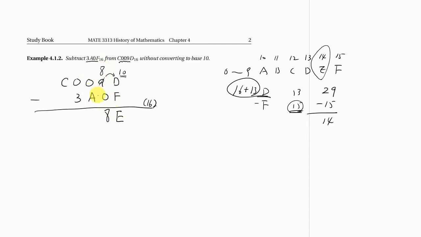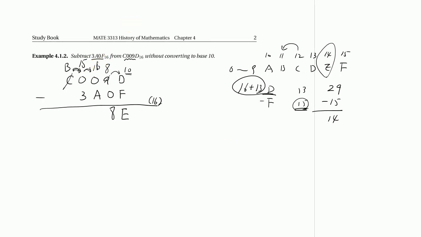Now 0 minus A, we cannot do that, so we want to borrow from here. There's nothing in there, so we have to borrow from there. So if you borrow 1 from C, then C becomes B, right? Then when you move it, it becomes 10 in this position, which is actually 16, right? But we need to borrow 1 to the right, so the 16 changed to 15, and it changed to 16. Okay? So 16 minus A is 10, so it becomes 6 here.